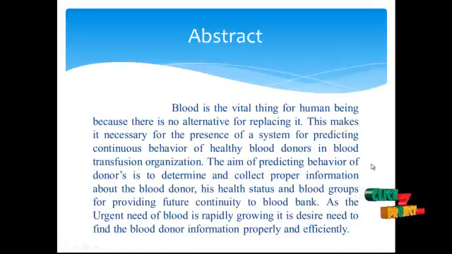Our project abstract: blood is the vital thing for human beings because there is no alternative for replacing it. This makes it necessary to have a system for predicting the continuous behavior of healthy blood donors in the blood transfusion organization. The aim of predicting the behavior of donors is to determine and collect proper information about the blood donor, his health status and blood groups, for providing future continuity to blood banks.